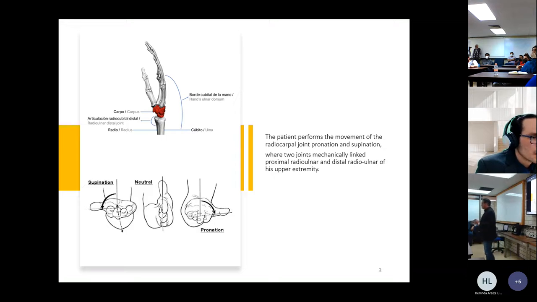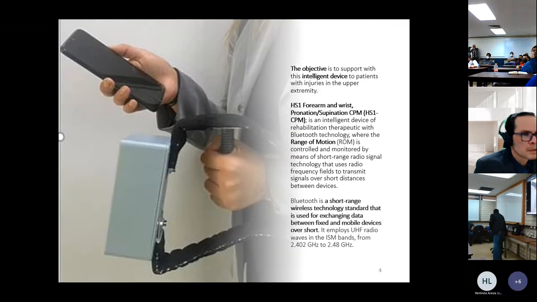Specifically, what movements have limitation? The supination, neutral, and pronation movements. What is the objective? The objective is to support, with an intelligent device, patients with this kind of illness.